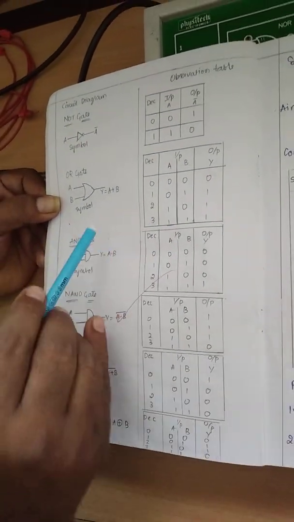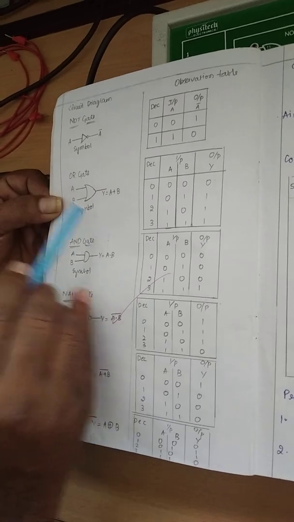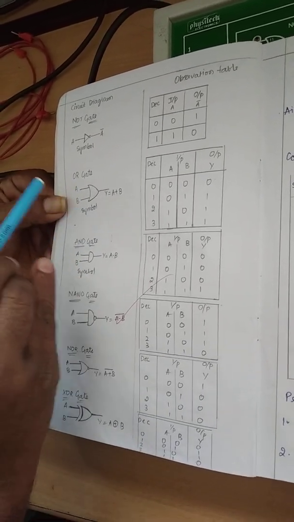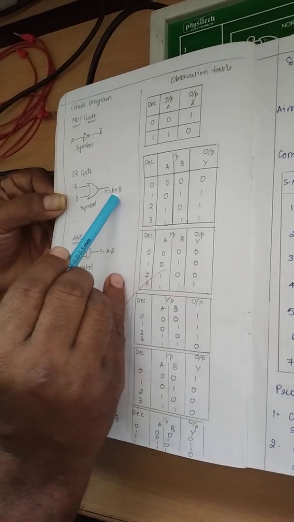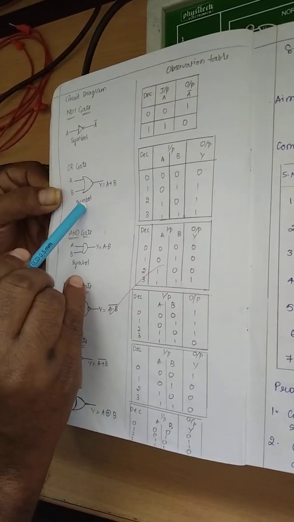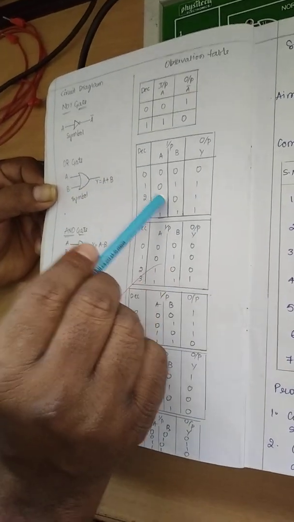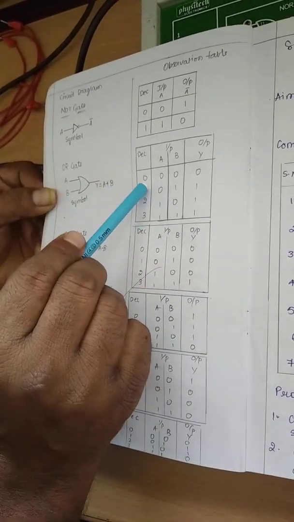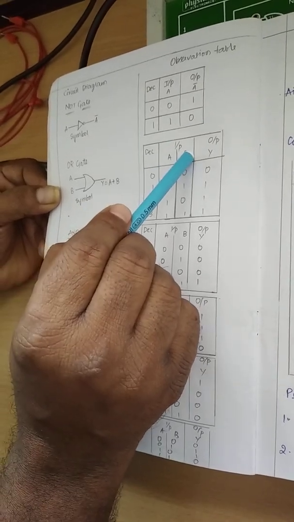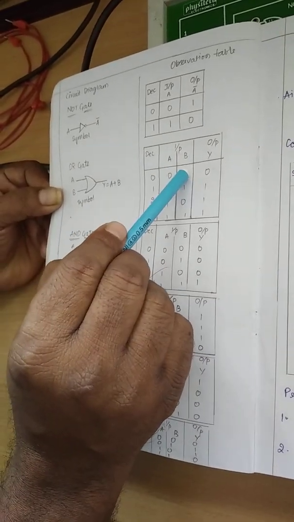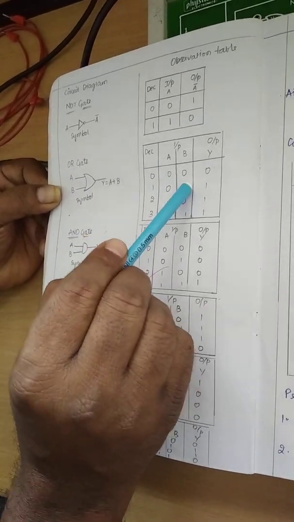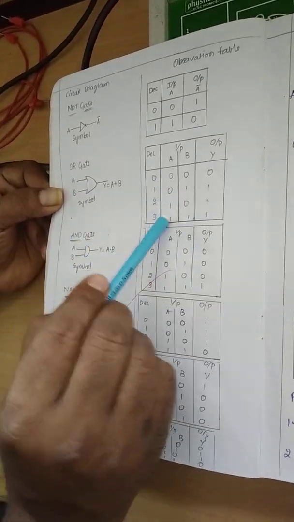Now the next gate is the OR gate. The OR gate consists of two inputs, A and B. Output Y is equal to A plus B. So this is the OR gate symbol. Next, this is the truth table of the OR gate. Decimal 0 equivalent binary input: A is one input, B is another input. So 0, 0 are the inputs. Next condition 0, 1. These are also inputs: 1, 0 and 1, 1.